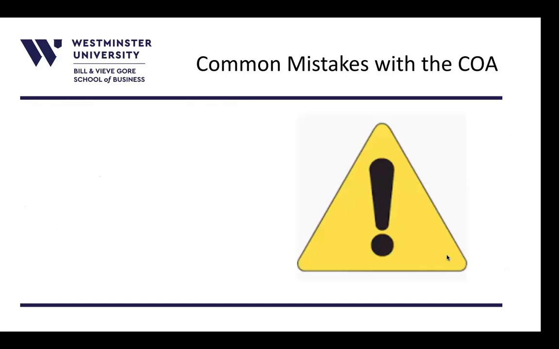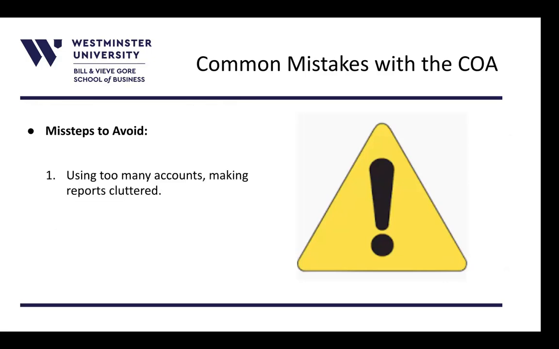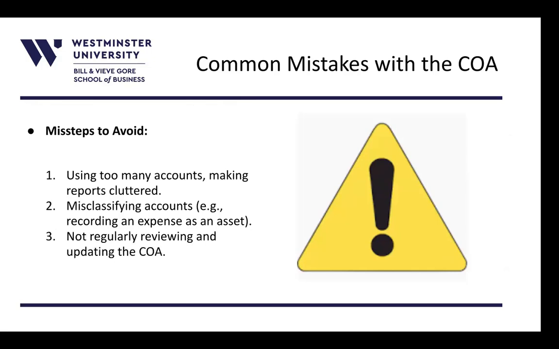Here are some common mistakes with the COA and missteps to avoid. 1. We would like to avoid using too many accounts, making reports cluttered. 2. Misclassifying accounts, such as recording an expense as an asset. And third, we would like to avoid not regularly reviewing and updating the COA.